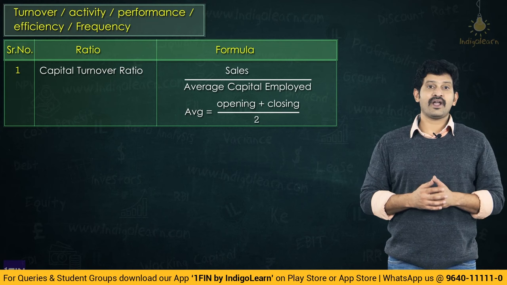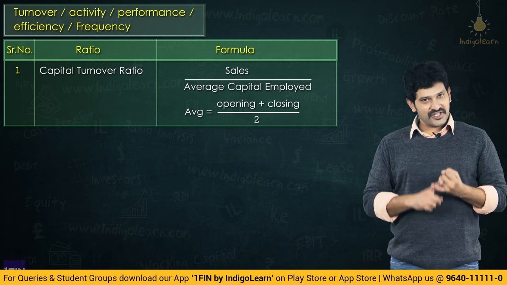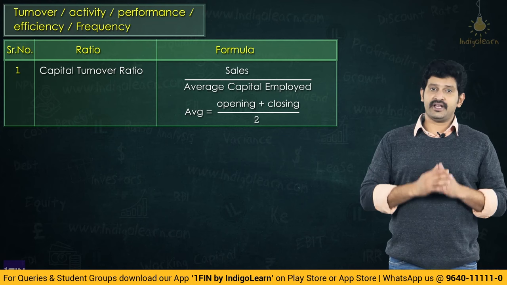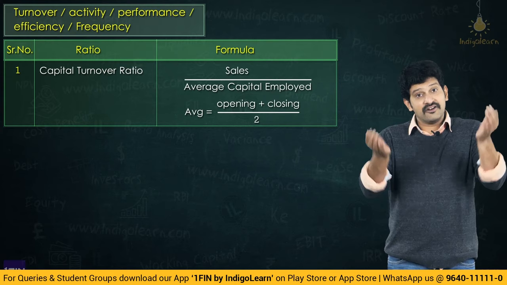Now, equity means equity share capital plus reserves and surplus plus preference share capital. The other way of understanding capital employed is fixed assets plus working capital. So, what is the amount of capital employed in fixed assets and in working capital? We can call it capital employed only.